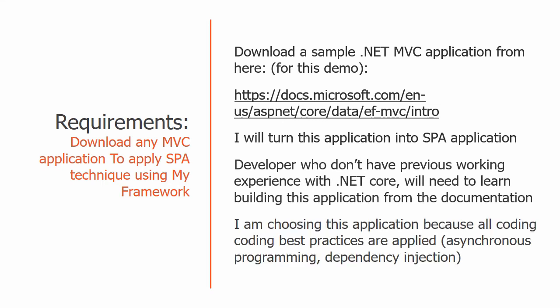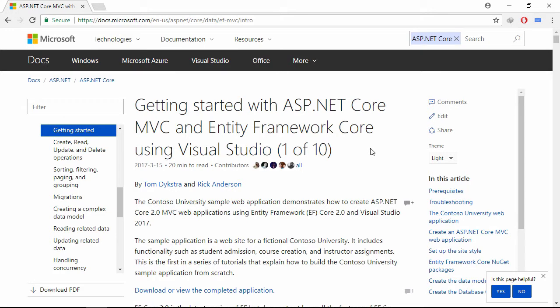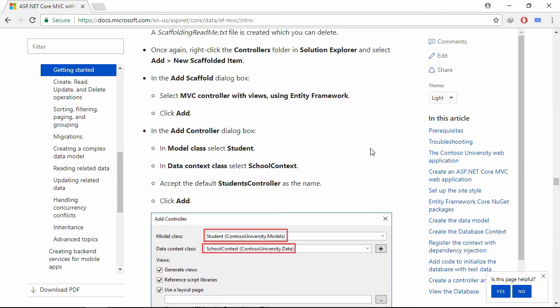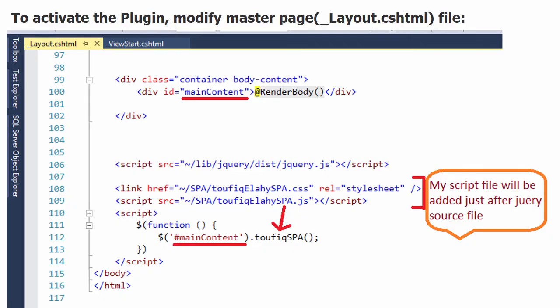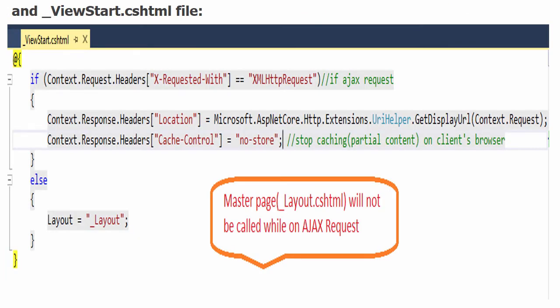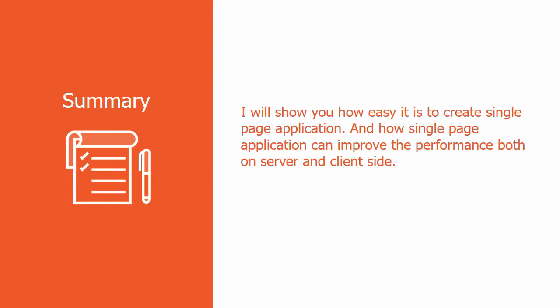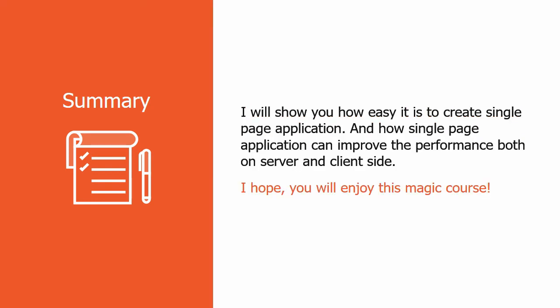Let's see the documentation. Students will need to follow this documentation step by step. After that, ready to go. To activate the plugin, modify the master page and VueStar.cshtml file. I will show you how easy it is to create a single page application and how single page application can improve the performance both on server and client side. I hope you will enjoy this magic course.